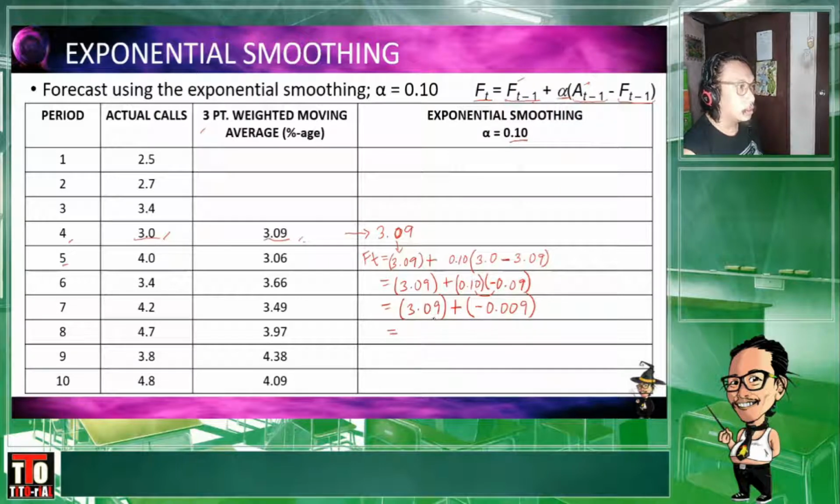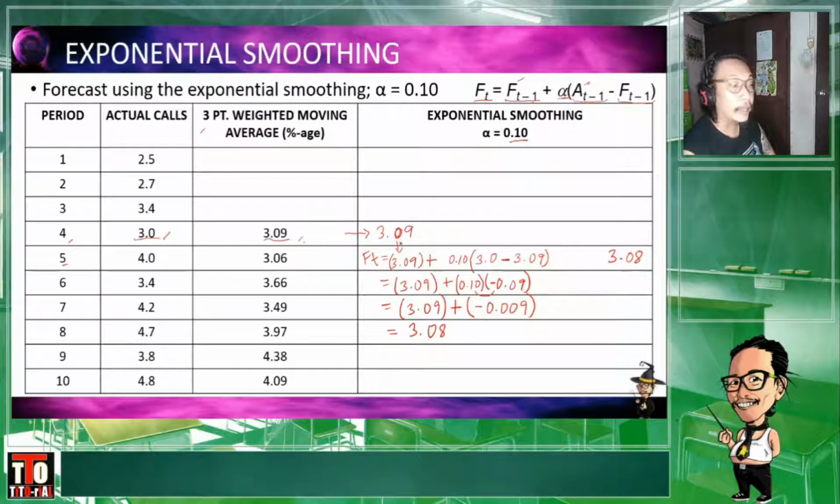Next is to add 3.09 plus negative 0.009. We will have an answer of 3.08. Okay, 3.08. So that would be our forecast value for period 5. So lagay ko lang dito. Okay? So ang forecast value natin is 3.08.